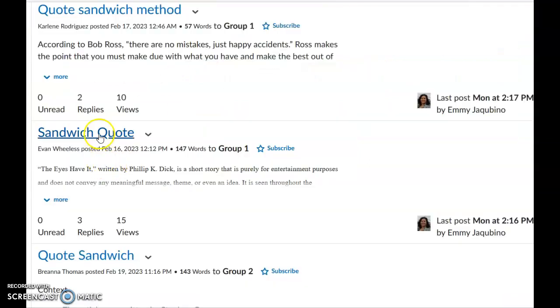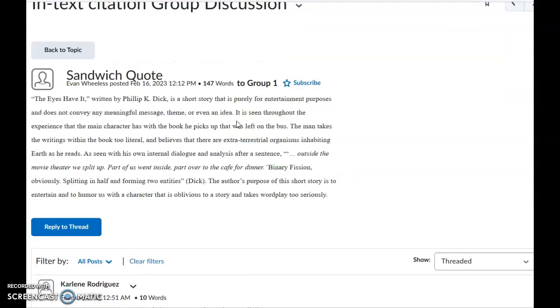So I'm going to pull up Evans. He did a good job in doing all of these things. He has The Eyes Have It written by Philip Dick, so he's already introduced it. Later on, he's introducing where it's coming from even, which is great. He's not just saying, hey, he wrote this story and this is what he said. He's setting up the character and what he's doing. And then he says, as seen with this dialogue, and includes the quote, and then the author's last name within parentheses at the end of the sentence, okay?